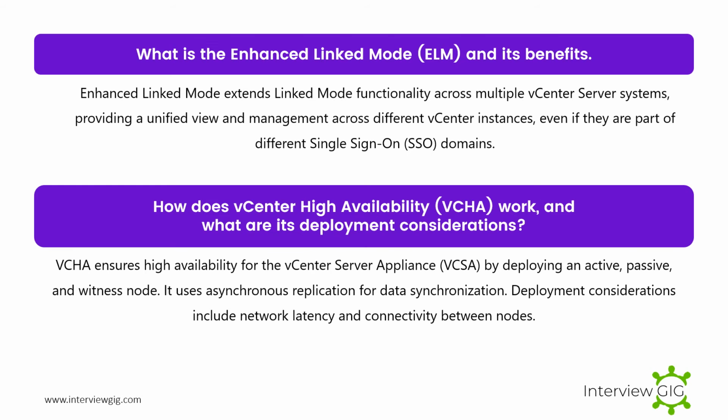How does vCenter High Availability, VCHA, work, and what are its deployment considerations? VCHA ensures high availability for the vCenter Server Appliance, VCSA, by deploying an active, passive, and witness node. It uses asynchronous replication for data synchronization. Deployment considerations include network latency and connectivity between nodes.